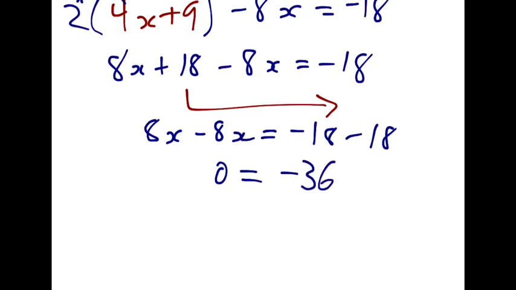Do you sense a problem? Maybe a little bit. What's wrong with that statement? There's no variable. Okay, there's no variable, sure. What else do you see that's fishy about that statement? It's not equal. Yeah, 0 is not the same thing as negative 36.